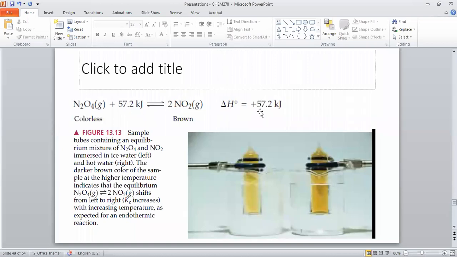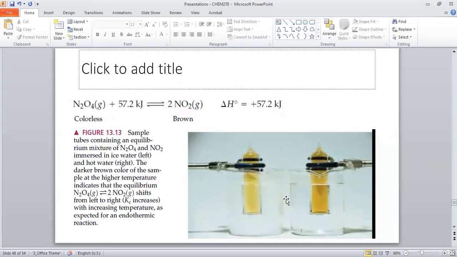Here, because the energy is required, you can put the energy on the reactant side. So you can explain with the same effect when you increase the temperature. That means there is more stress on the reactant side, so the reaction will proceed towards the forward direction. And with the increase in the temperature, there will be increase in the concentration or the pressure of the NO2, and there is decrease in the concentration and the pressure of the N2O4.